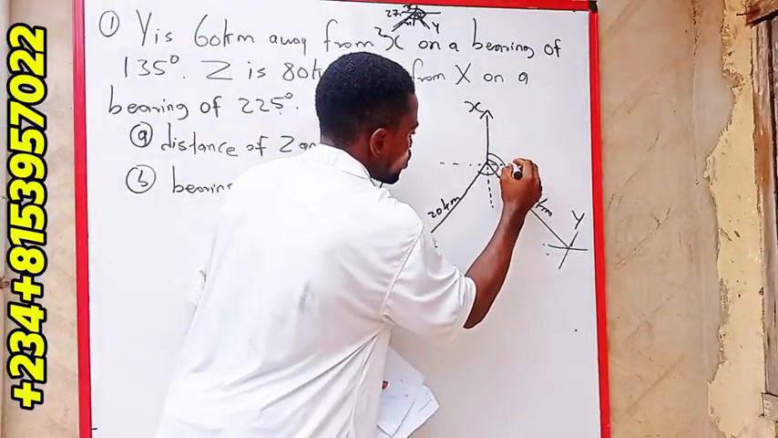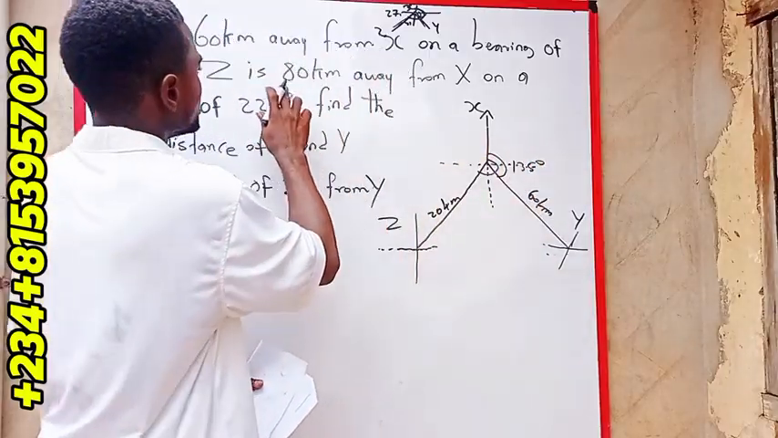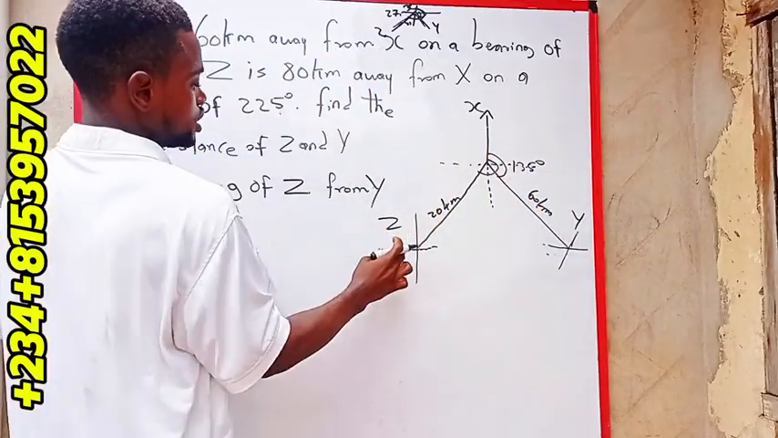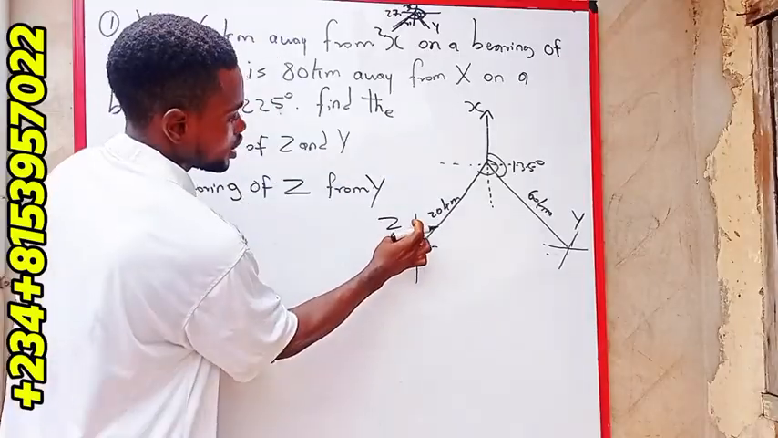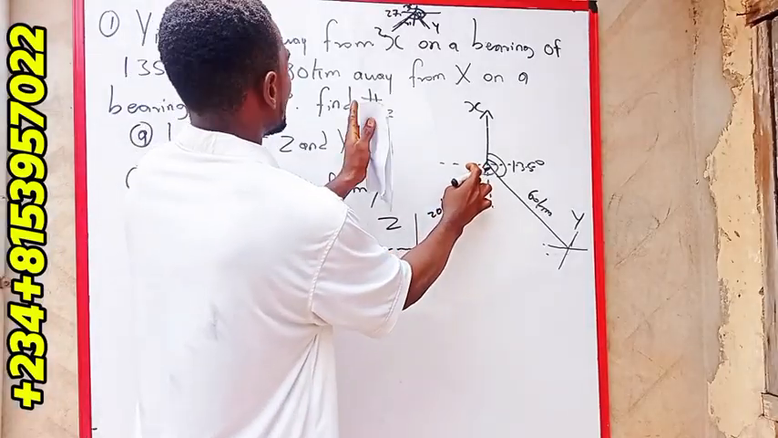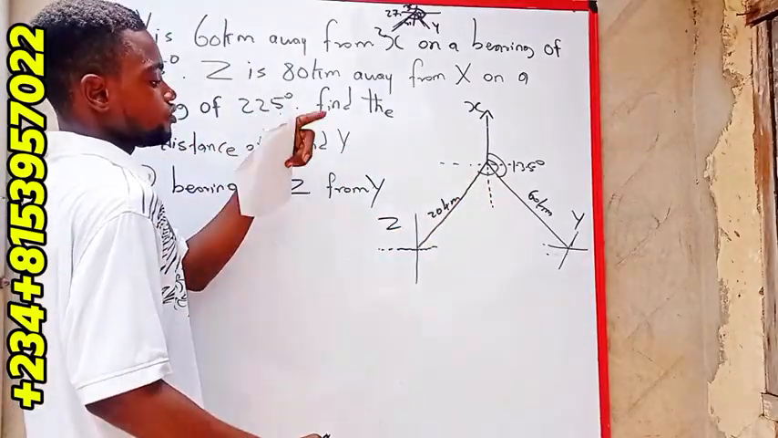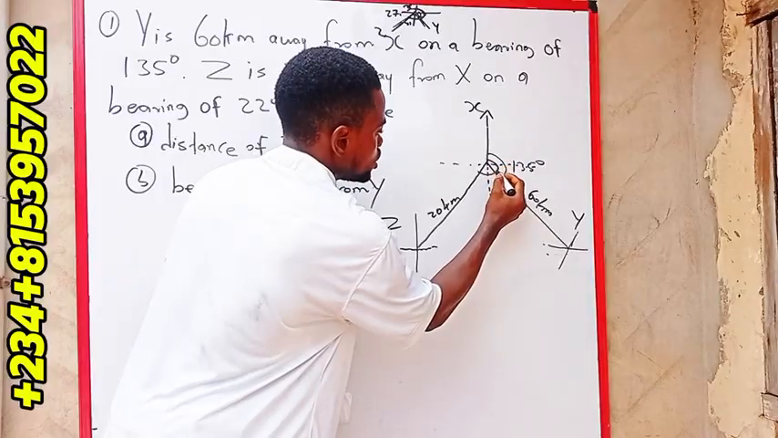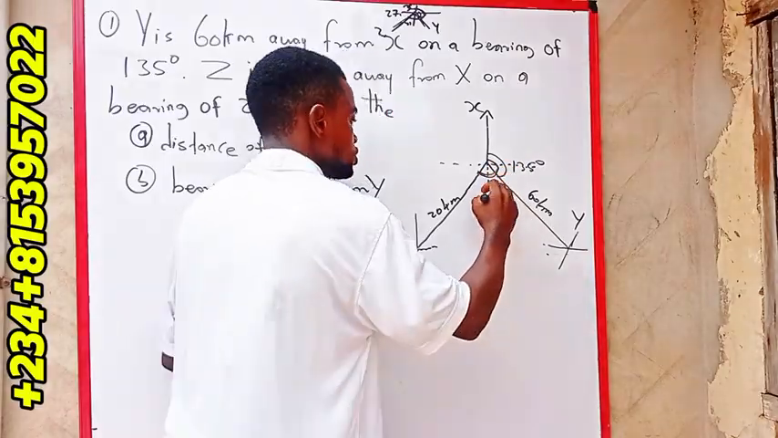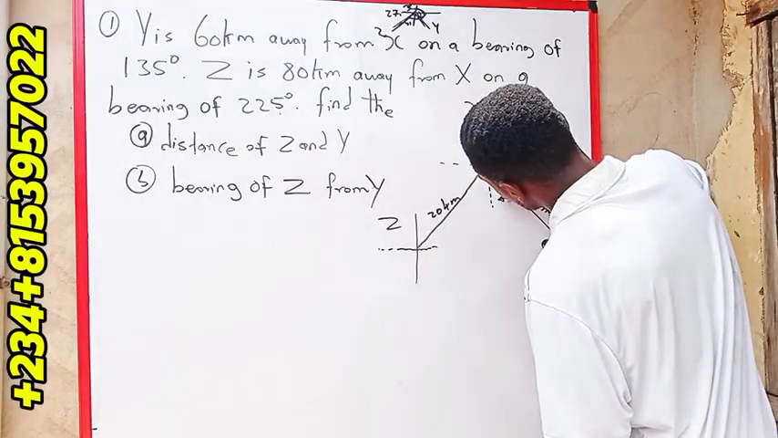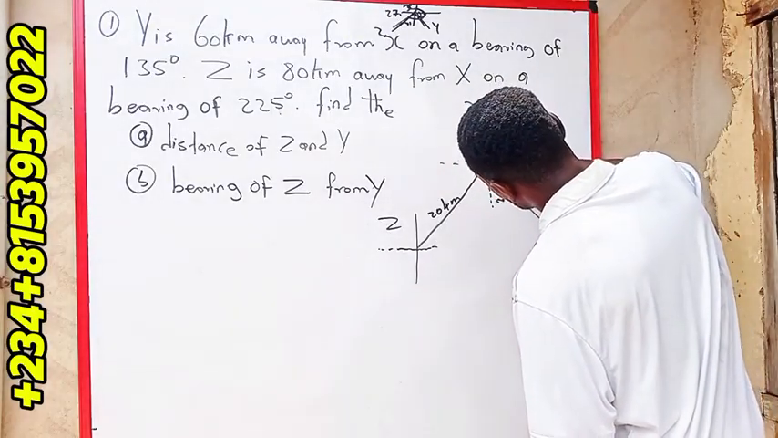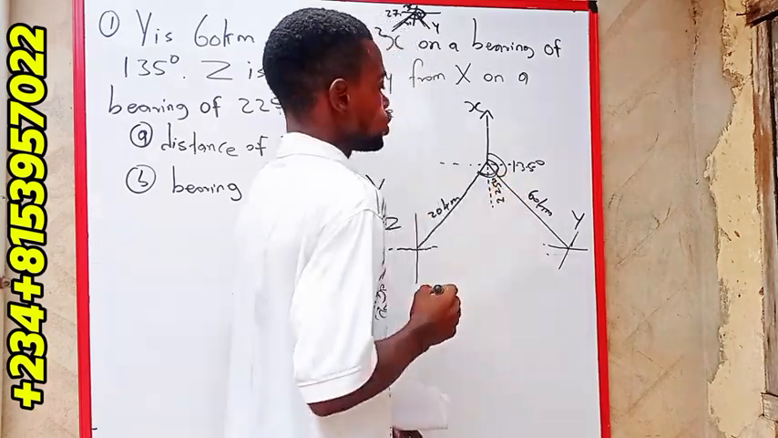This bearing here is what? 135 degrees. Now, Z is 80 kilometers away from S. Away from S on a bearing of what? 225 degrees. Now, this 225 degrees is going to be this one here. So let's put it 225 degrees. Do you get 225 degrees?